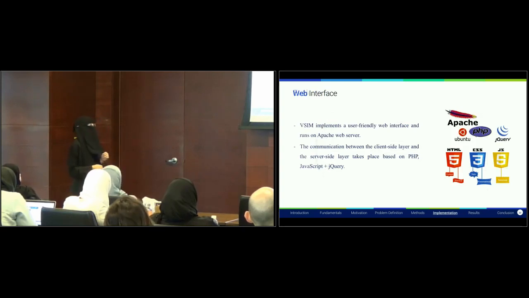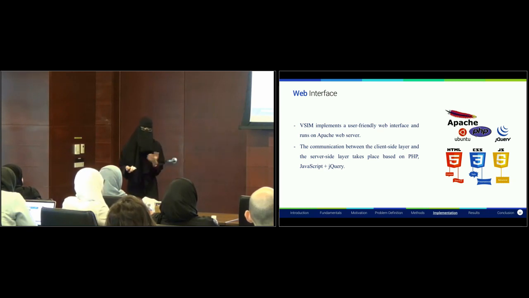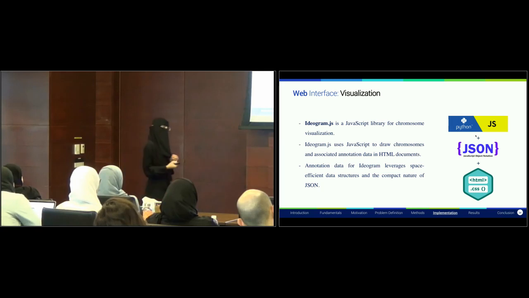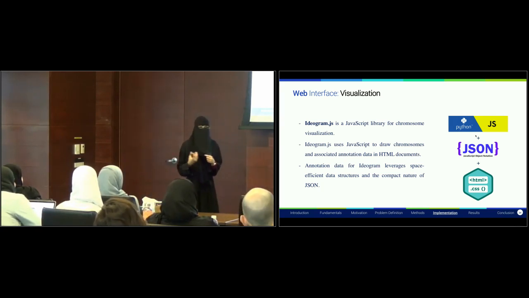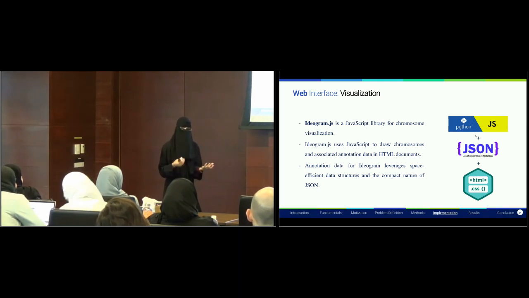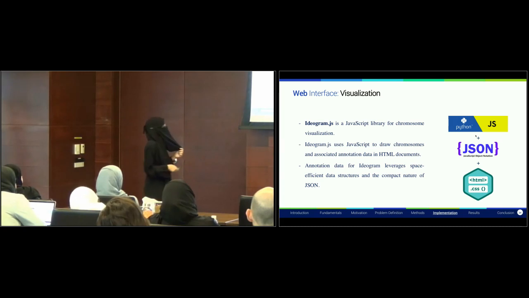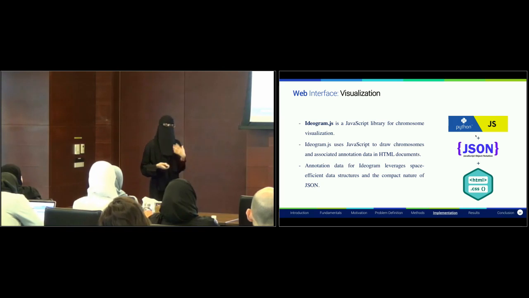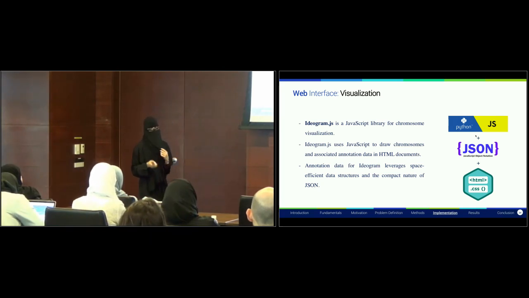Okay, so we implemented our tool as a web interface using an Apache web server, and the communication between the client and server happens using JavaScript and PHP code. For genome and chromosome visualization, we use the Ideogram, which represents the chromosomes, their relative positions, and their characteristic banding pattern. For that, we use the Ideogram JavaScript library, and we overlay the visual representation of each chromosome with the information we already collected related to the individual.